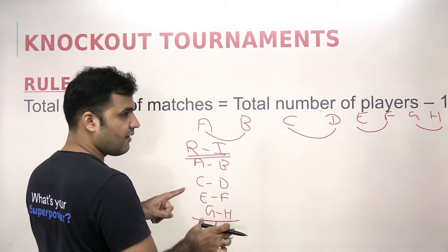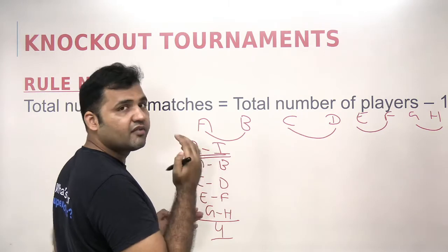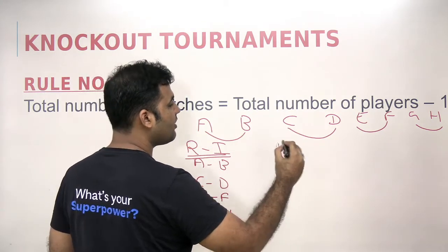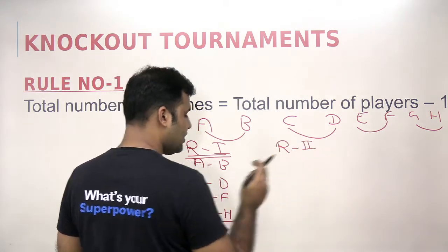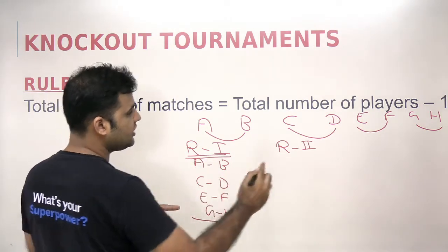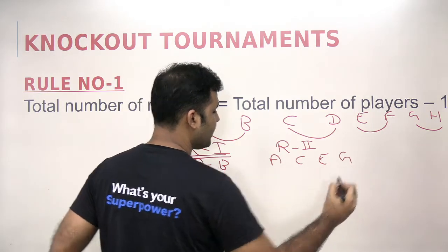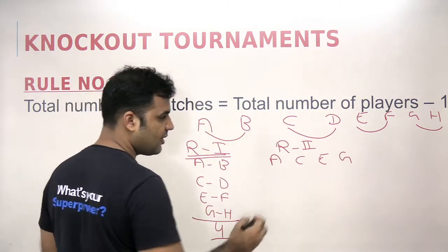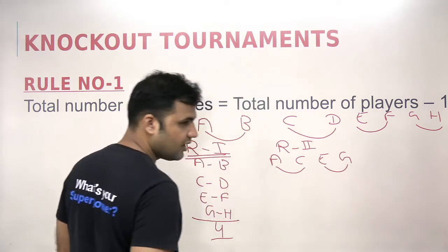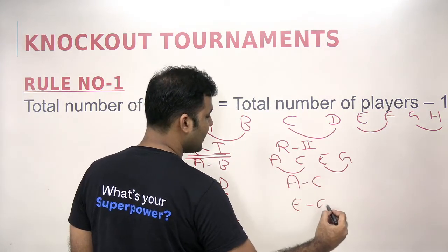So you can see that the loser will be eliminated from the tournament and the winner will participate in round number 2. Now, how many winners will there be from the 4 matches? There will be 4 winners. Let's say these are A, C, E, G. Let's say in round 2, A, C, E, G are participating. Now, among A, C, E, G, how many matches will happen? Again, you see that 2 matches will happen.